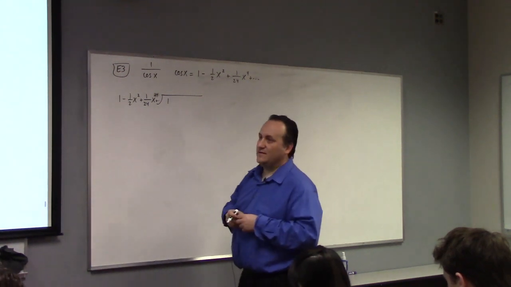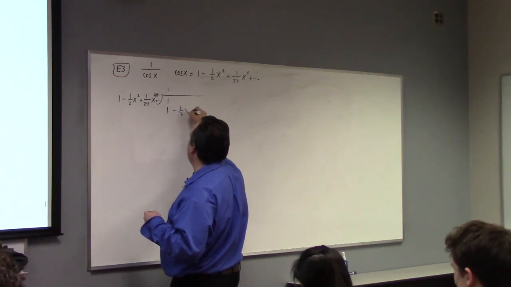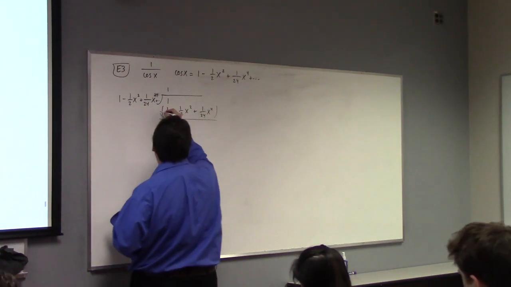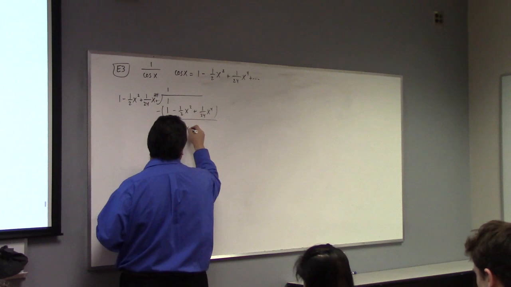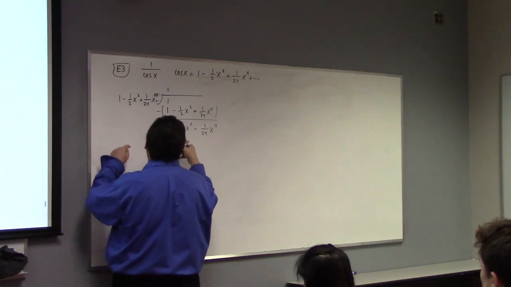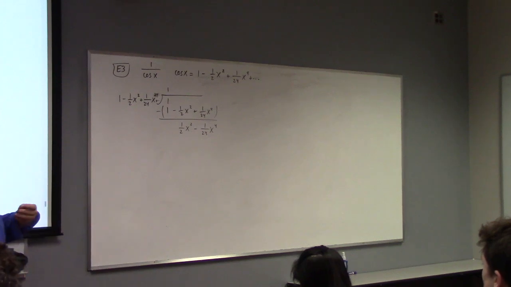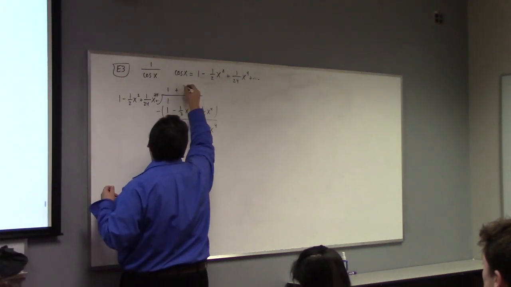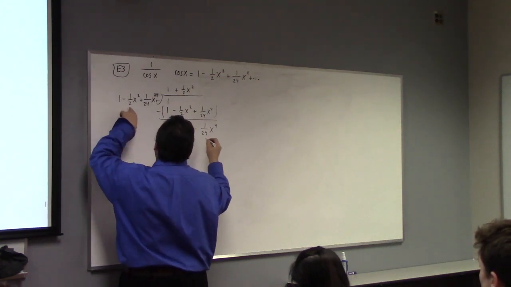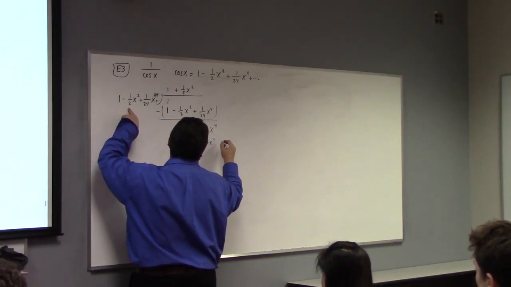Like this, right? So how do you get a 1 here? Well, put a 1. Then we've got 1 minus 1/2 x squared. You subtract, and you get 1/2 x squared minus 1 over 24 x to the 4th. So how do I get a 1/2 x squared? I have to add 1/2 x squared, and that gives me 1/2 x squared minus 1/4 x to the 4th plus stuff.